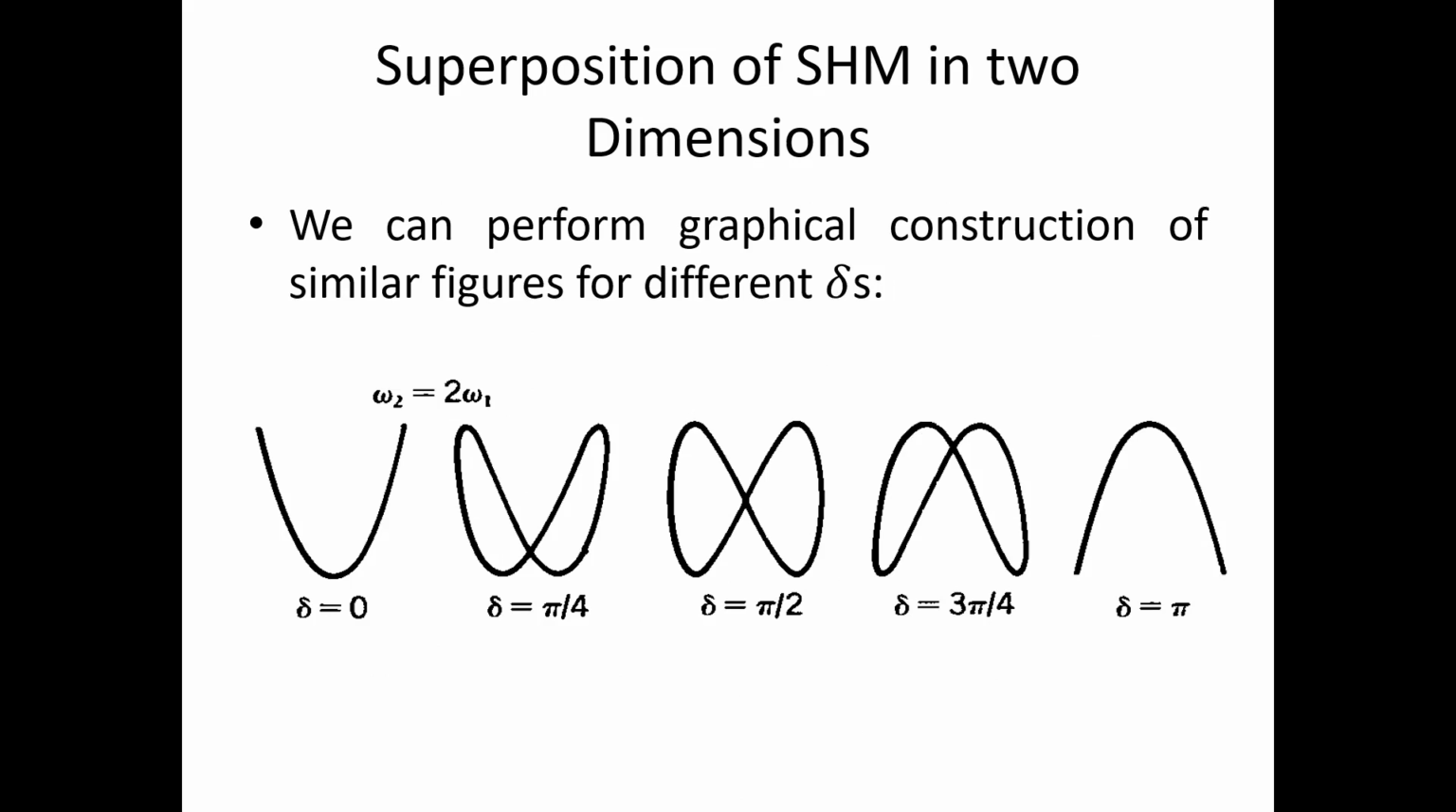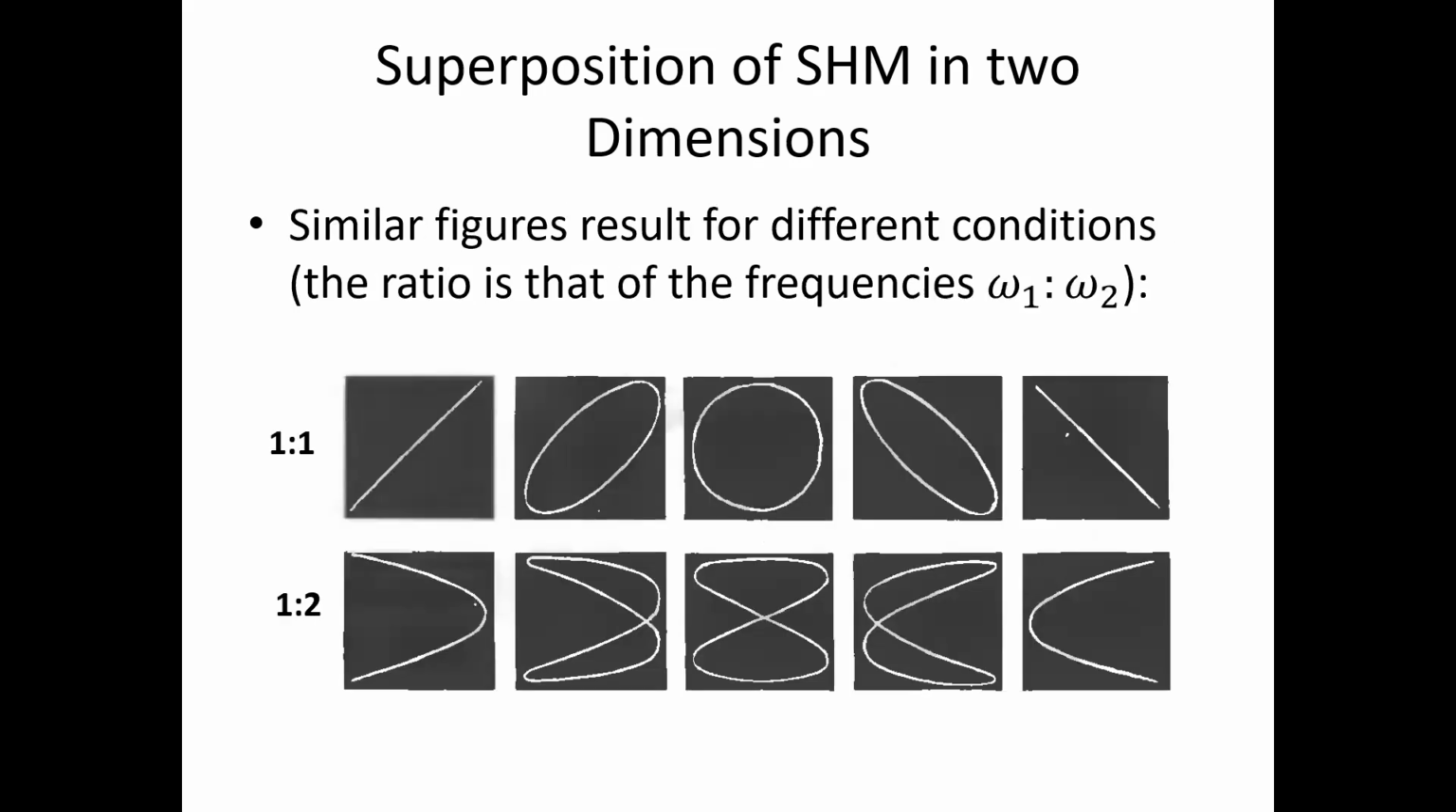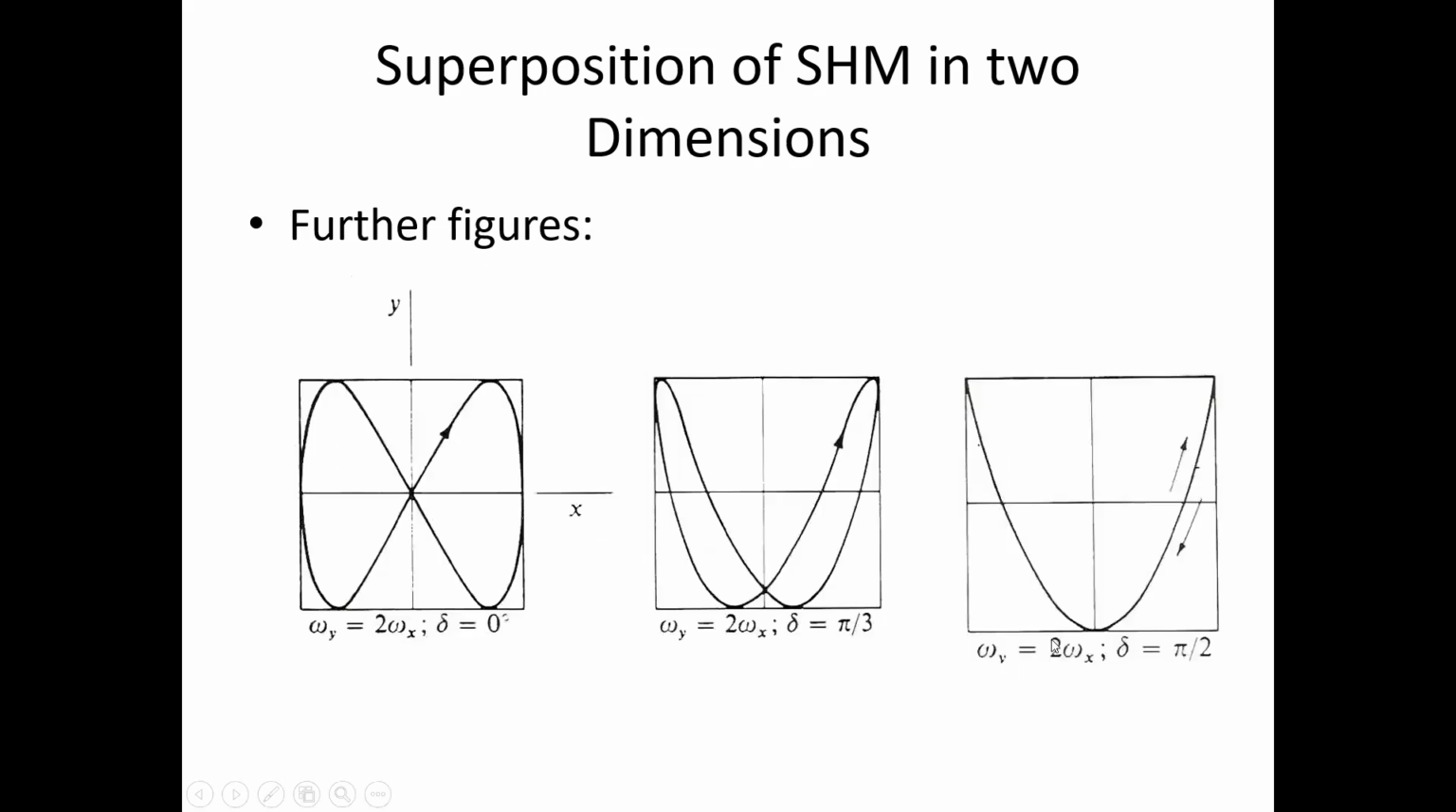For omega 2 equal to twice omega 1, we have these examples. For different values of delta, we have different paths traced out by this particle. Similar figures arise for different conditions. The ratio is that of the frequencies, omega 1 to omega 2. So for omega 1 equal to omega 2, we have figures like these. For omega 1 to omega 2 equal to 1 over 2, we have these figures. We can further draw figures like this for different conditions, and these can be drawn very easily.